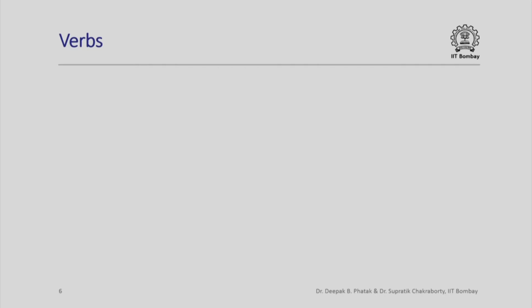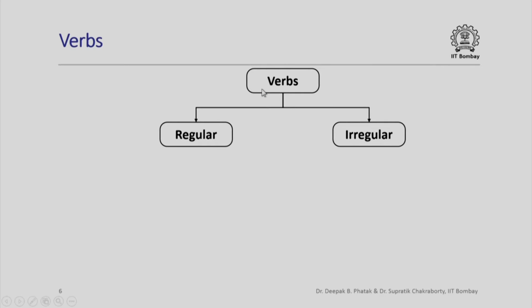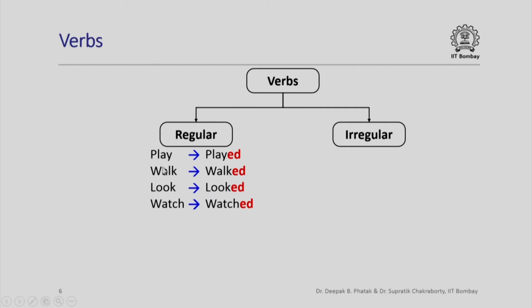So here is how we might go about trying to solve this problem. We will classify verbs into two major categories for purposes of generating past tense. So these are regular verbs and irregular verbs. A regular verb is one where you can just take the string that represents the verb and suffix ed to it to get the past tense of the verb, like play, played, walk, walked, look, looked, watch, watched.